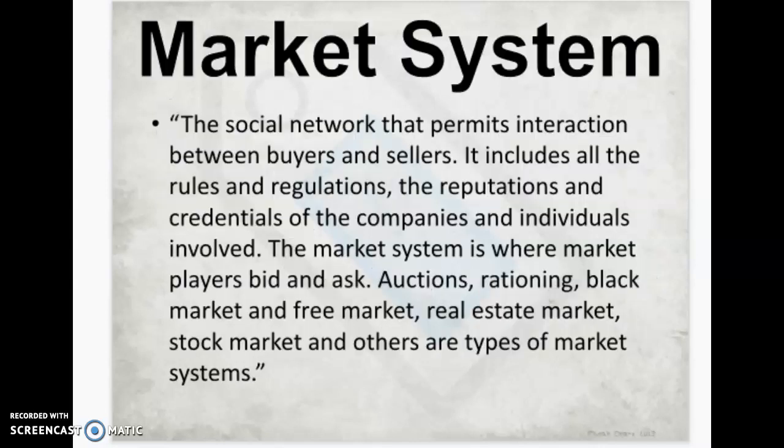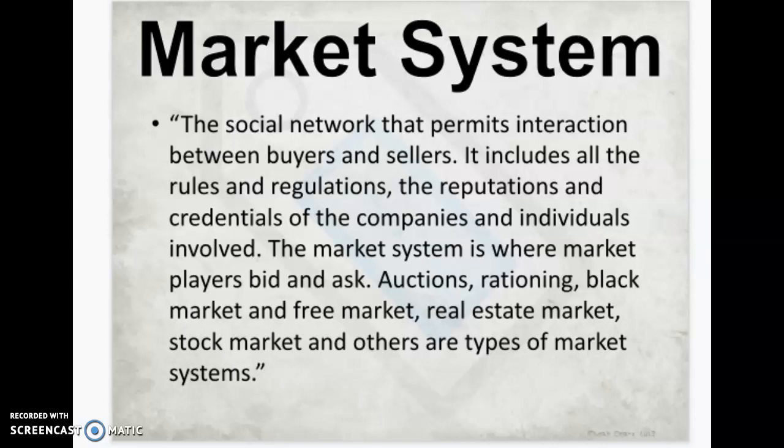So the first thing is, what is a market system? This is very familiar to you, or should be, from when we studied free market economies and command economies. A free market economy uses the market system. So when we answer those basic economic questions, they're answered by voluntary exchanges in the marketplace. The market system is that social network that permits interaction between buyers and sellers. It includes all the rules and regulations, the reputations and credentials of the companies and the individuals involved. So you get to choose who you purchase your products from.